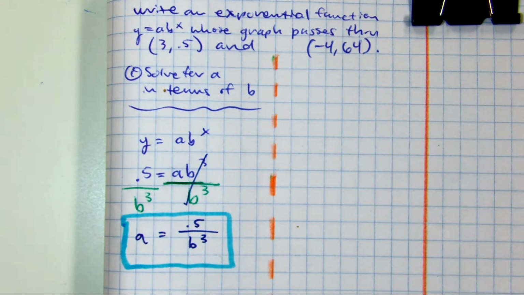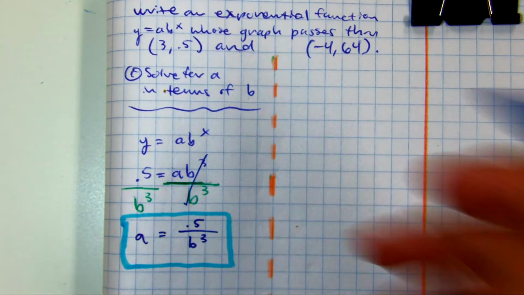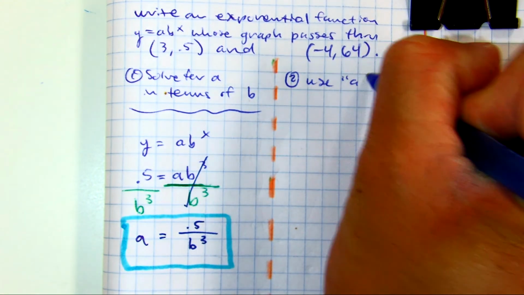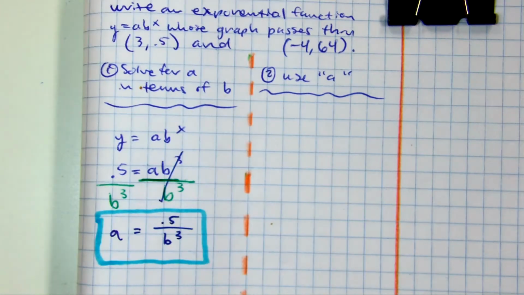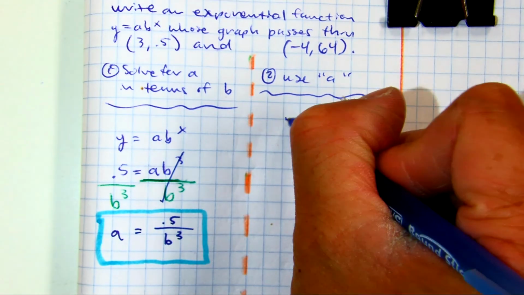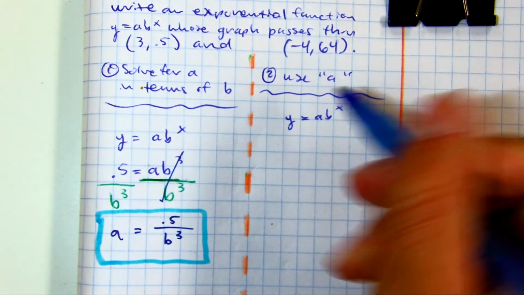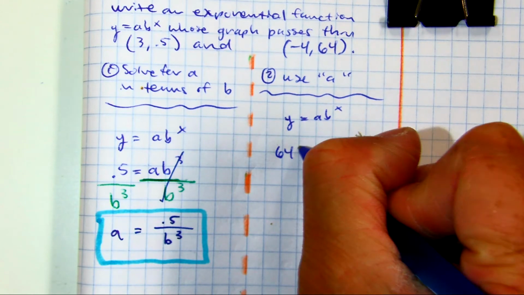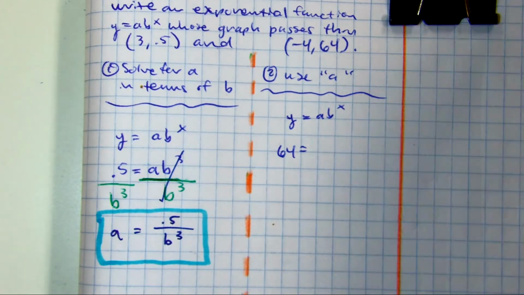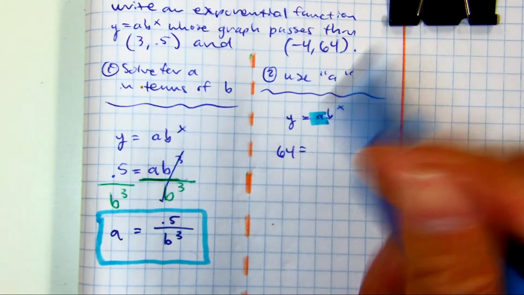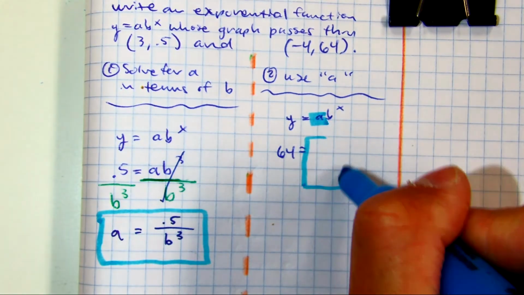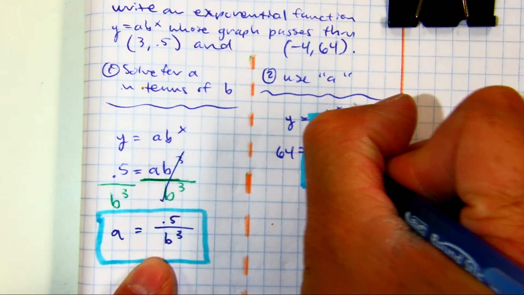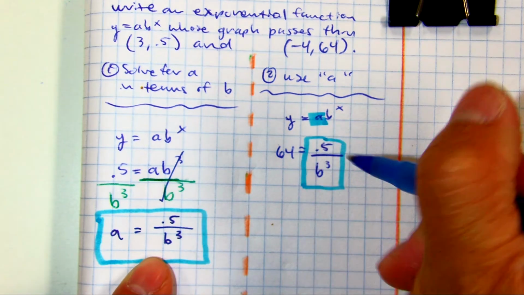Alright, boys, what do we do next? Let's use the A value now. Y equals AB to the X power. Okay, boys? Yep. We have the A value. And now we're using what we just wrote from the previous problem. 0.5 over B to the third power. Keep going, boys.